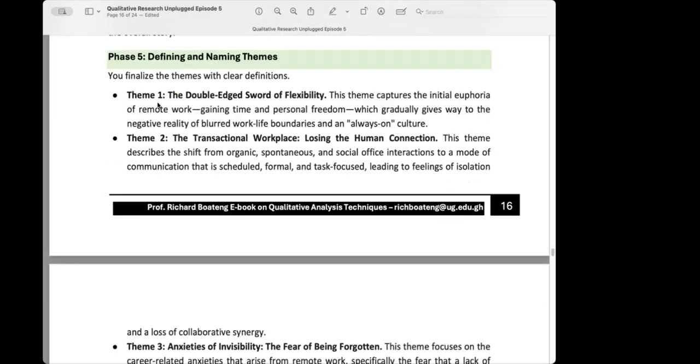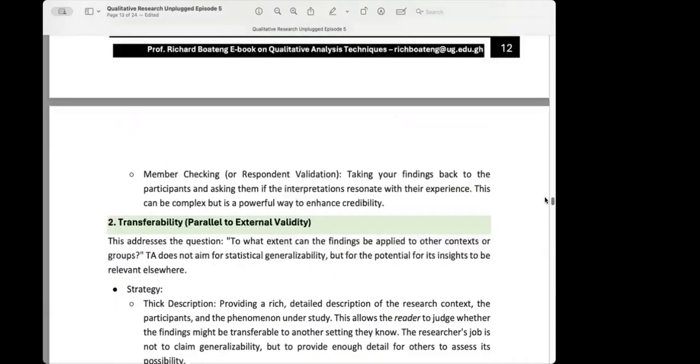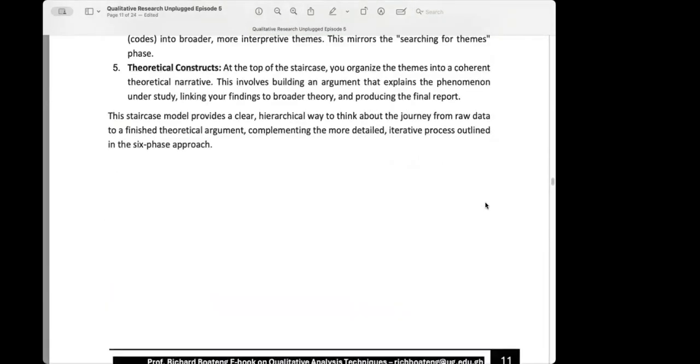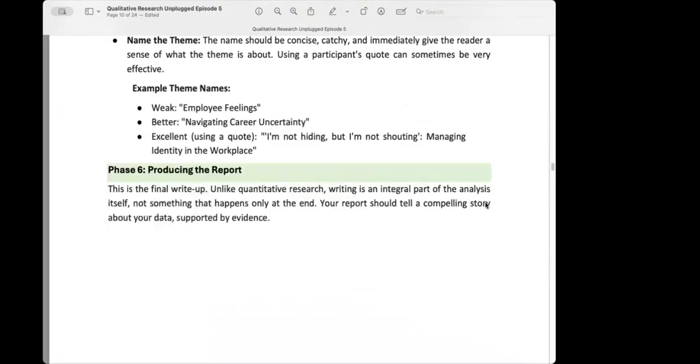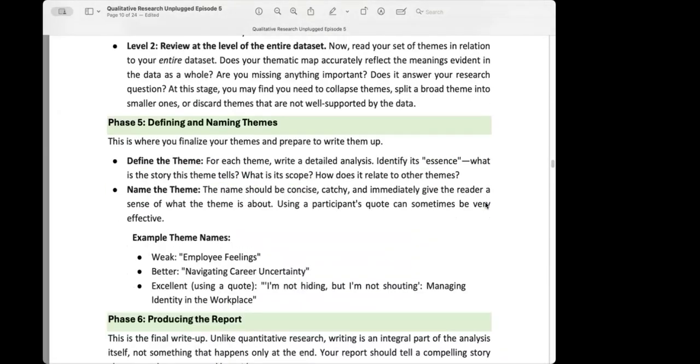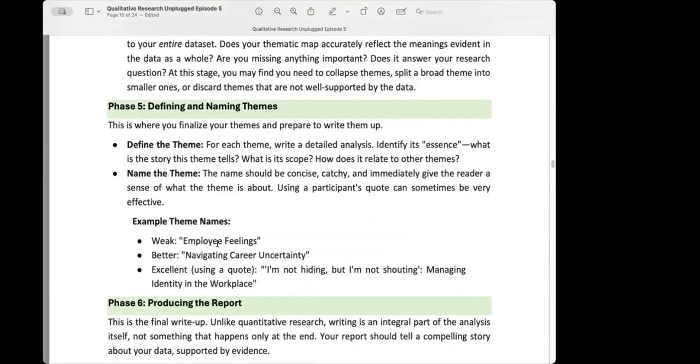The name you choose is really important. It should be concise, yet evocative, and it should immediately convey what the theme is about to the reader. It should ideally capture the analytical heart of the theme, making it memorable and easy to grasp. As the guide suggests, using a particularly powerful or illustrative participant's quote within the name itself can be very impactful. Oh, using a quote in the theme name. Yes, it can be very effective. It grounds the abstract theme directly in the lived experience of your participants, adding a layer of authenticity and memorability.